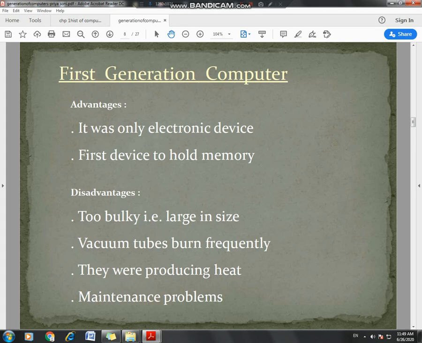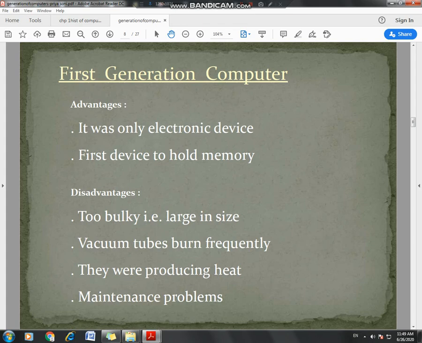Why? Because we have the technology of computer in our palms, like smartphones, like palmtops, like laptops. But at that time it was given very much importance because it's the first of its kind. Also, it was the first device to hold memory. Earlier we didn't have anything which can hold any kind of storage or any kind of data.